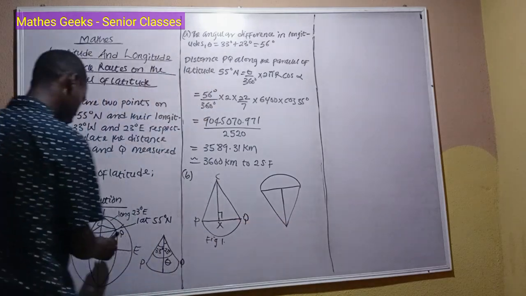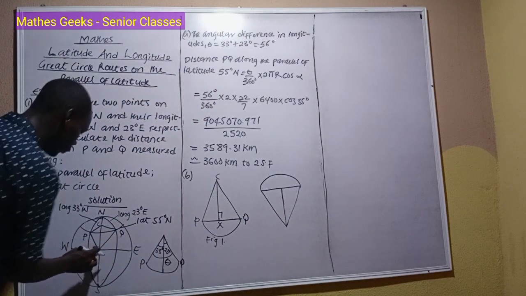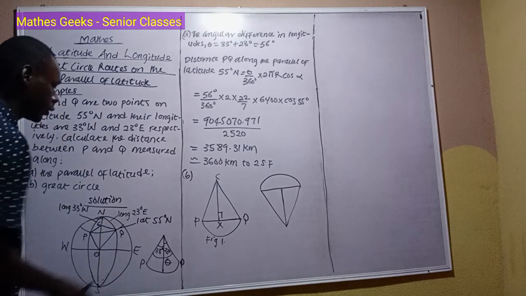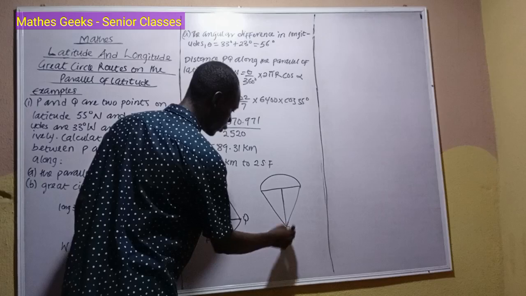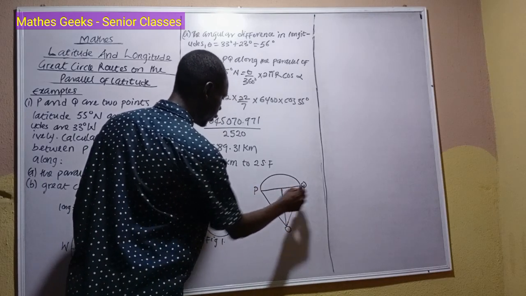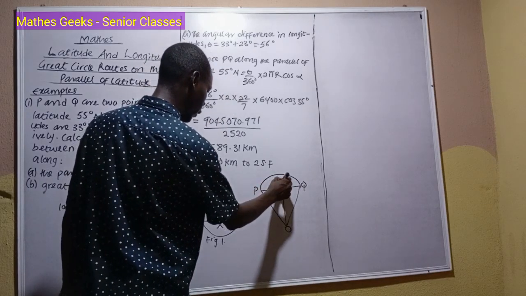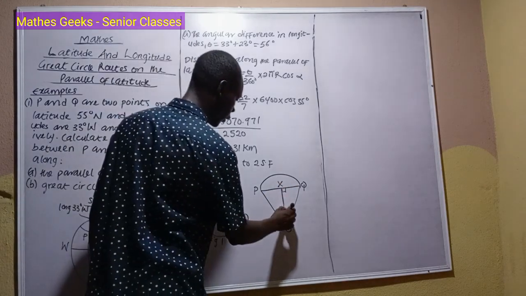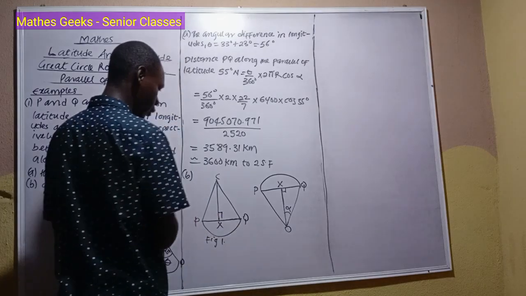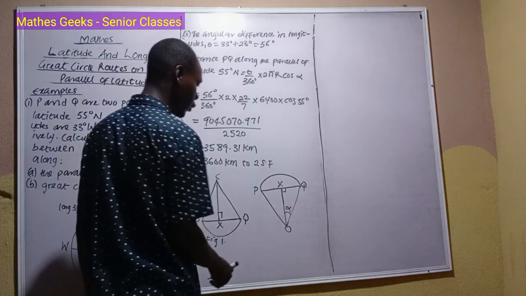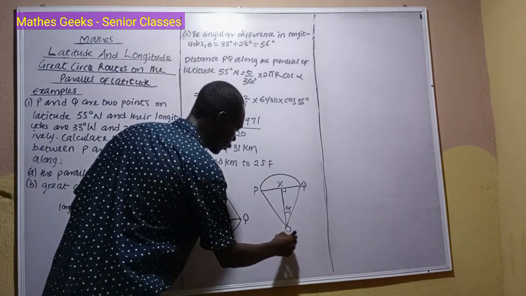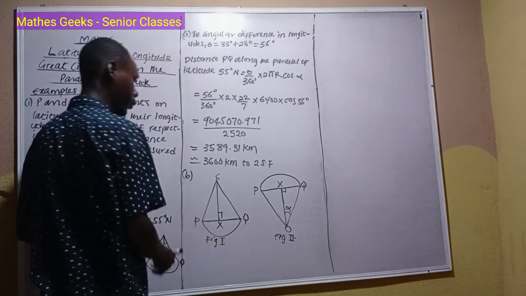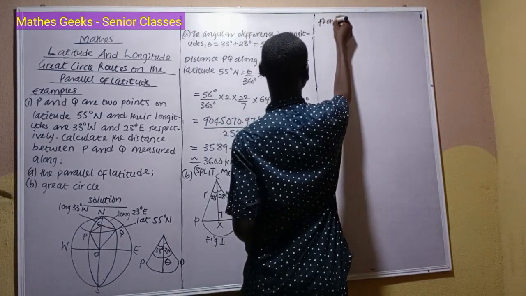The center of the great circle is O, while the center of the small circle is C. So this is C, and here is O, P, Q. And then this is X as well. This is the right angle triangle. And then here is alpha. So let's call this figure 2. Okay, figure 1.